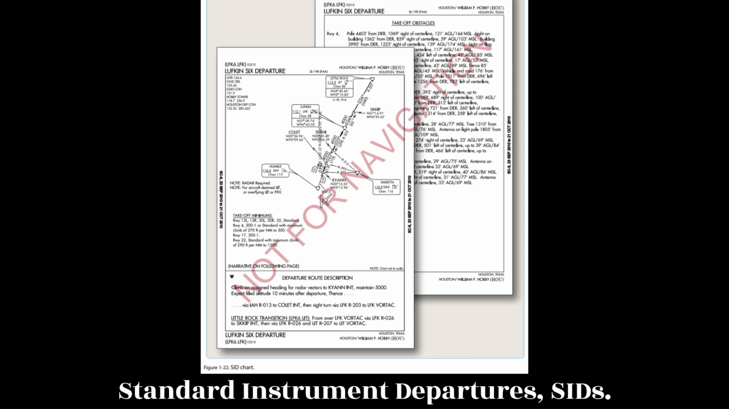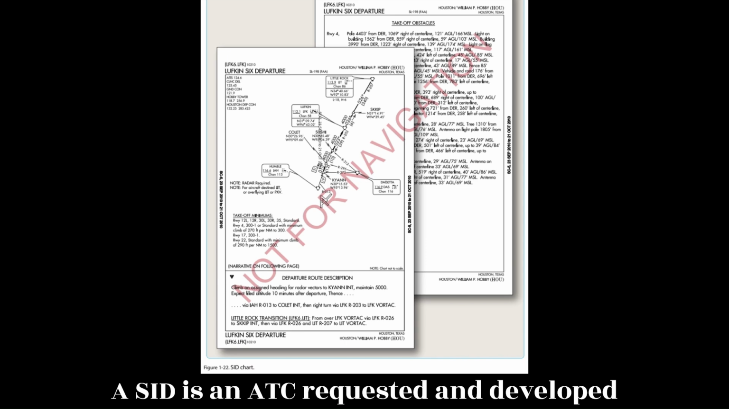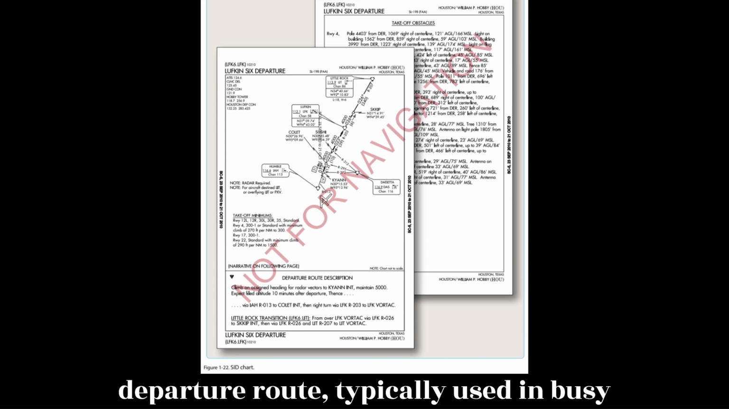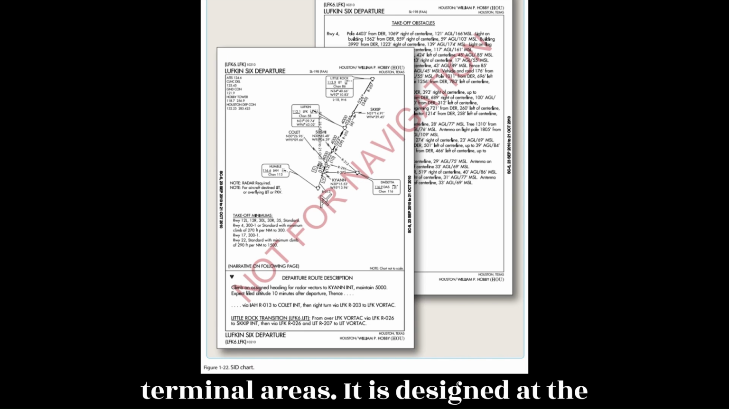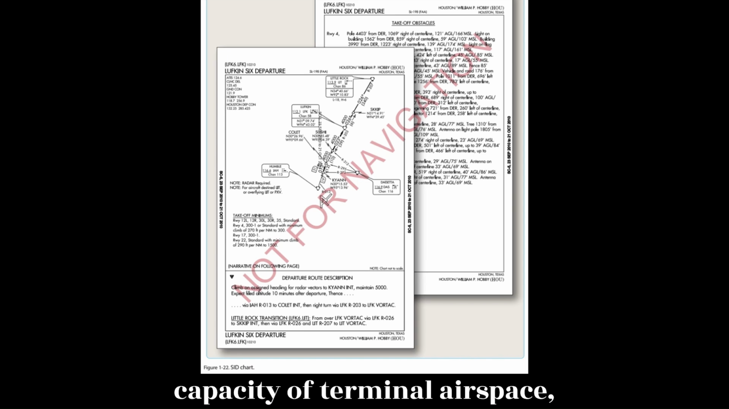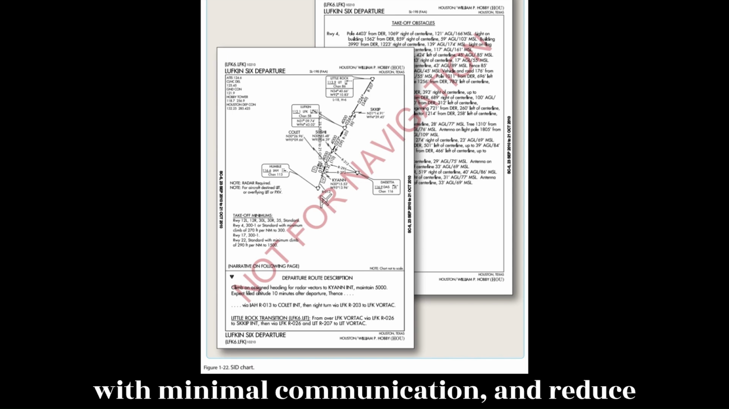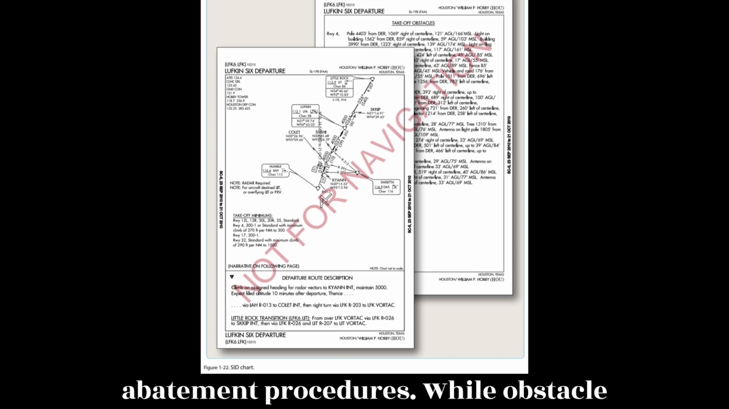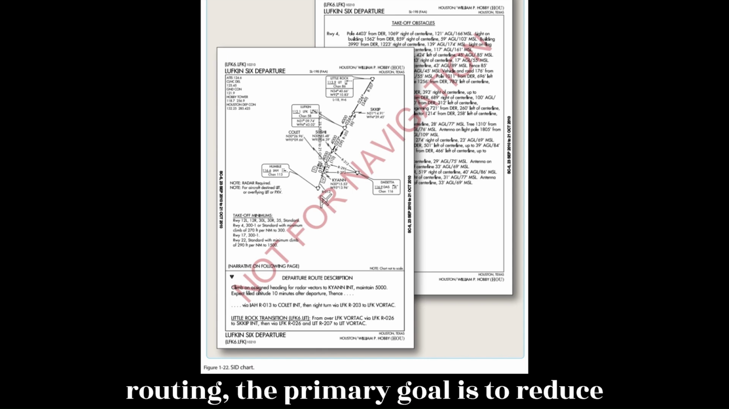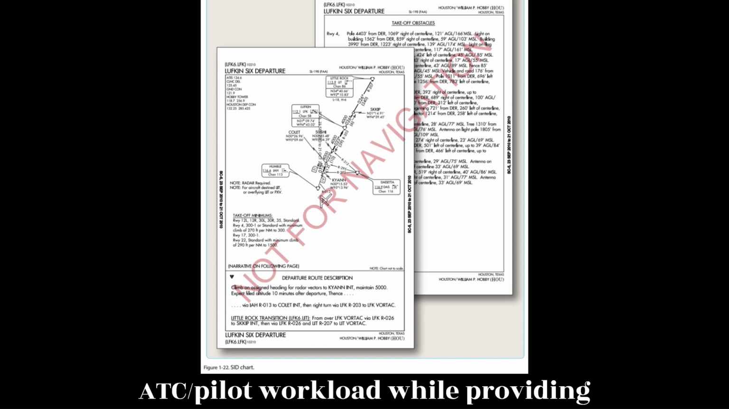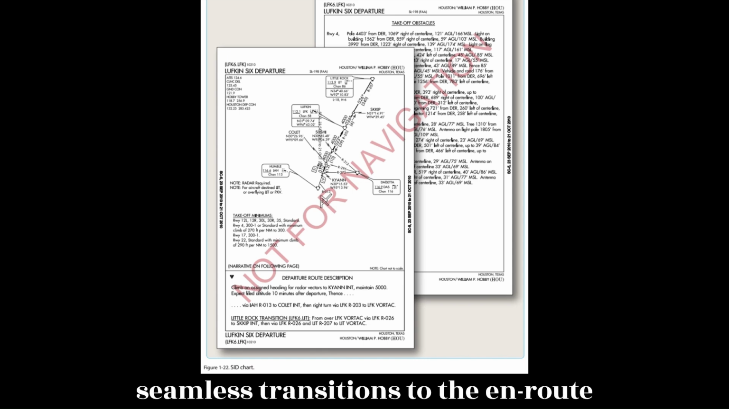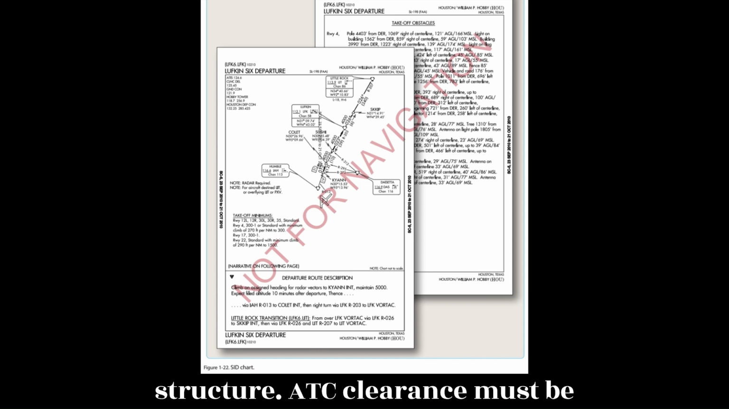Standard Instrument Departures, SIDs. A SID is an ATC requested and developed departure route, typically used in busy terminal areas. It is designed at the request of ATC in order to increase capacity of terminal airspace, effectively control the flow of traffic with minimal communication, and reduce environmental impact through noise abatement procedures. While obstacle protection is always considered in SID routing, the primary goal is to reduce ATC/pilot workload while providing seamless transitions to the en route structure.